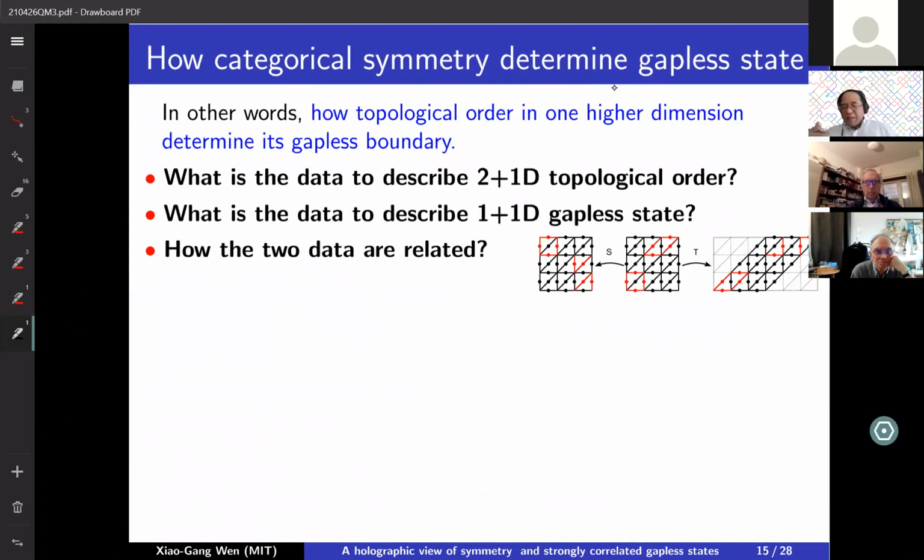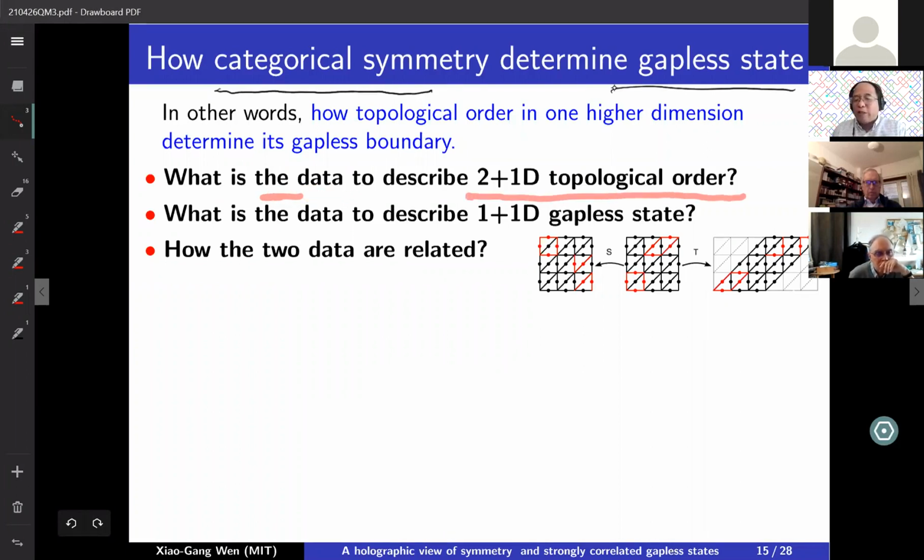So now, using the remaining maybe 10 minutes or so, I'll try to explain in more detail how categorical symmetry can determine gapless states, how that can be achieved. The point is that we need data to describe a categorical symmetry, which means we need data to describe a 2+1D topological order, the topological order in one higher dimension. We also need the data to describe 1+1D gapless states. Then we ask how these two data are related, which tells us how one determines the other. That's what we try to say.